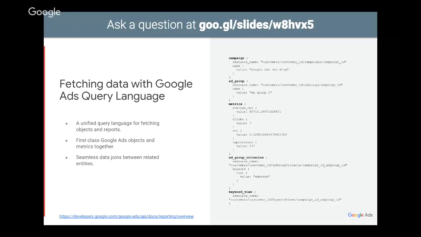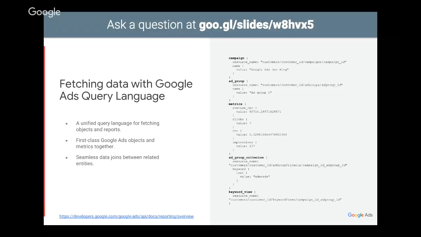And one of the things it does is it also allows you to do seamless data joins between related entities. What does that mean? So say I'm trying to get information for impressions, clicks, and costs for keywords. I can walk up the AdWords, or the Google Ads, hierarchy and get the associated ad groups, the campaigns, the associated customer data, associated with whatever more granular level of information I'm looking at.